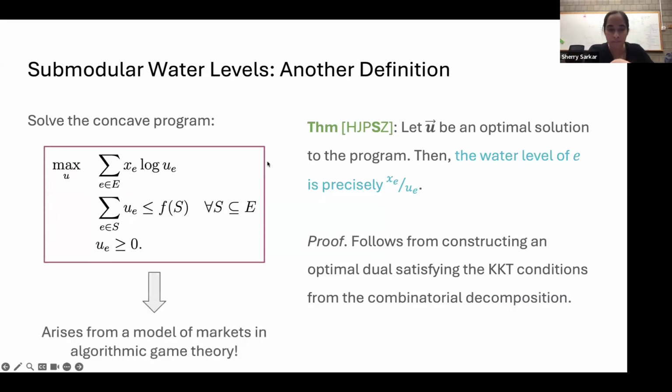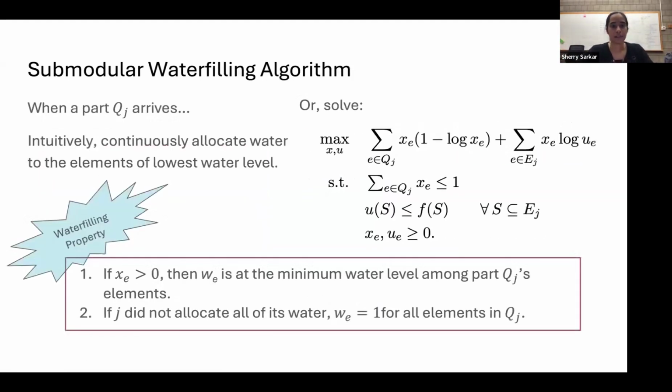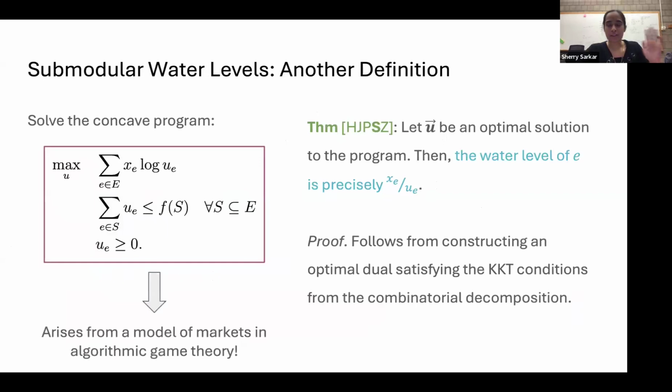What I like about this concave program is that it's not really a new thing exactly. A program very similar to this arises in models of markets and algorithmic game theory. So this is market equilibria, game theory motivated, and maybe has a very beautiful connection to some of the techniques used in that field. Okay, and with that, I've given a few definitions of water levels.